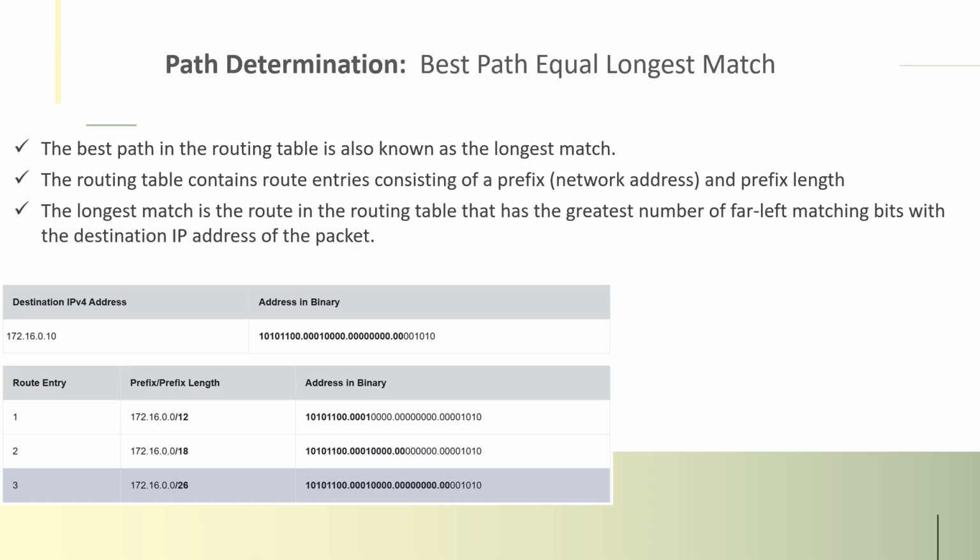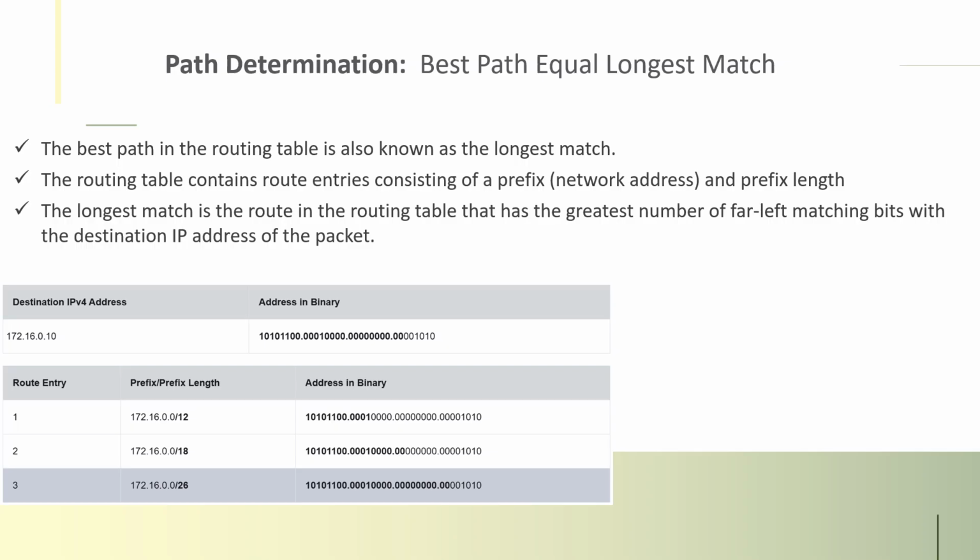And the router has 3 entries in its IPv4 routing table that match the IPv4 destination address of the packets. And here we have the route entries as 172.16.0.0/12, /18 and /26. So we convert those 3 addresses into binary addresses. And all of the 3 routes match, and the longest match would be chosen to forward the packet.